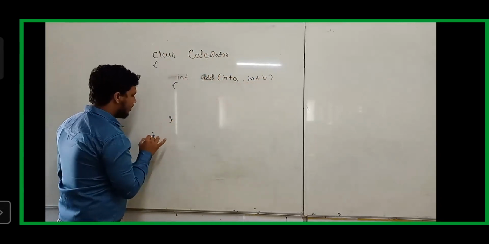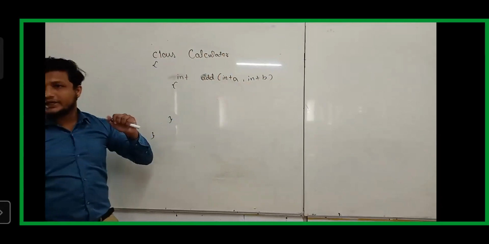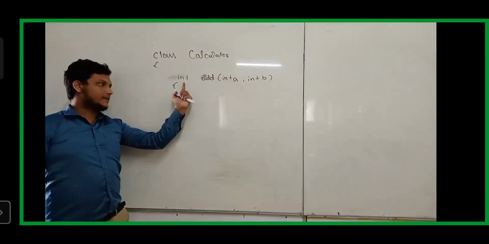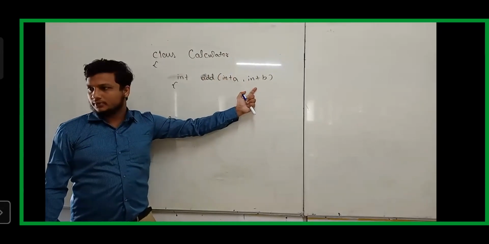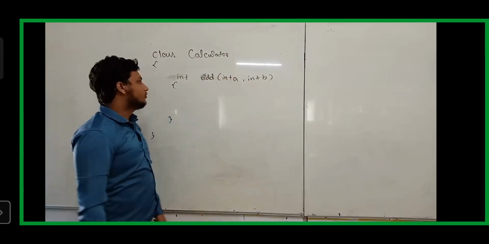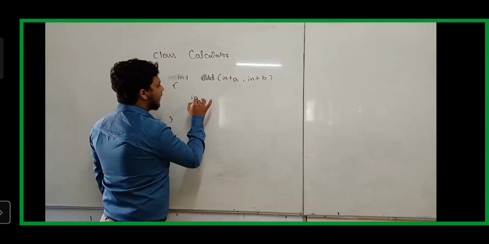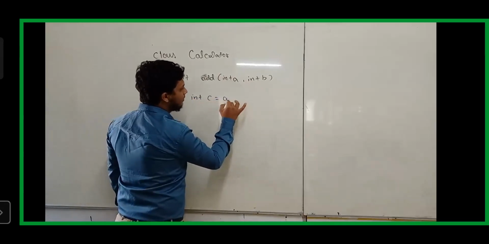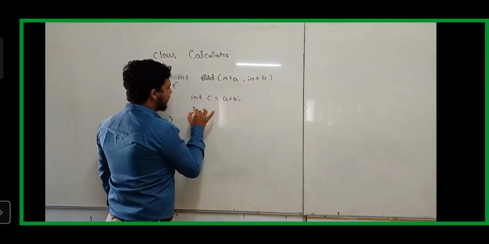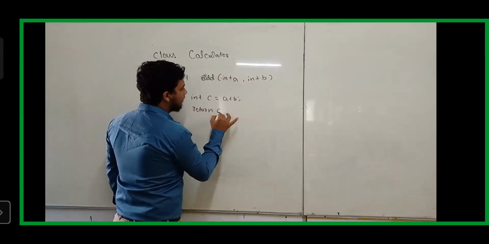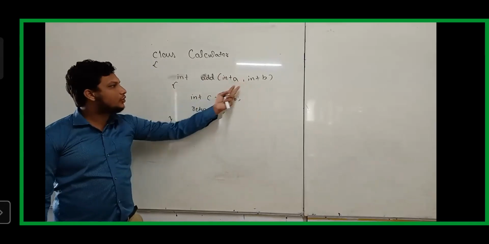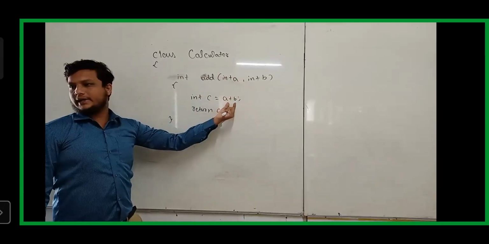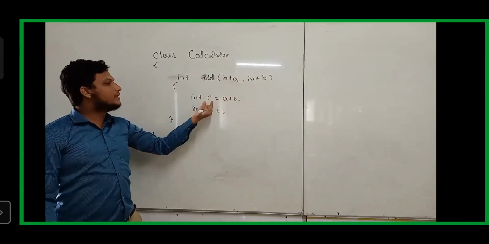So this is what we need to do, right? We need to create a method which has a return type and which has parameters. Yes or no? Online. Yeah. So then what I do, I'll write int c is equal to a plus b, and I'll write return c. Yes. Means what is happening? I have collected 2 parameters, performed addition, calculated the sum, and stored it inside a variable.